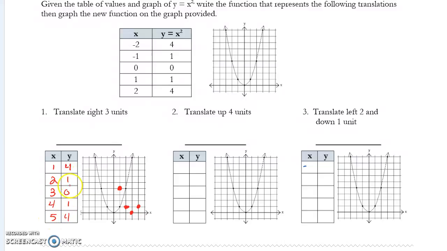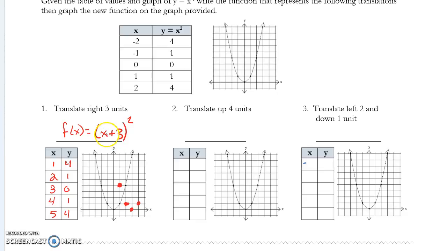So you can see a horizontal translation, or right or left, is not changing my y values, my output values whatsoever, but it is shifting my x values. And they've gone up by 3. -2 became +1. So why is it that my function becomes f of x equals (x plus 3) squared? Why did I add 3?